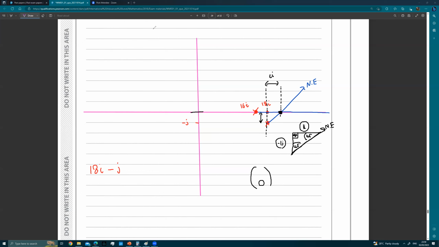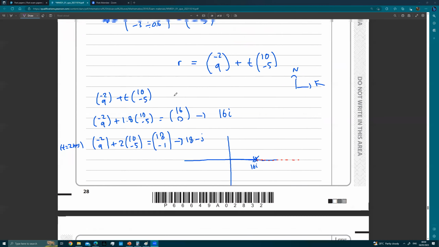So where would the lighthouse be? This is 16i, this is 18i, plus an extra i, so it would have an I value of 19i. So the position of the lighthouse is 19i. This is where the lighthouse is. It's 19i from the origin. Okay, hope that made sense. I feel like I was waffling.